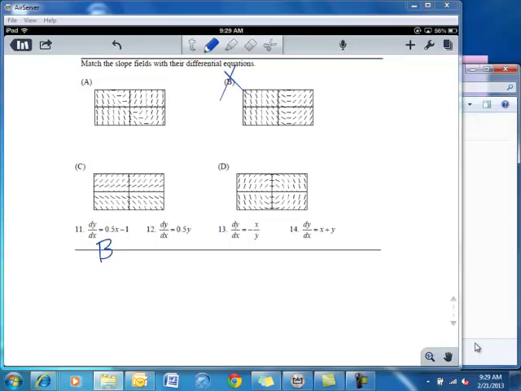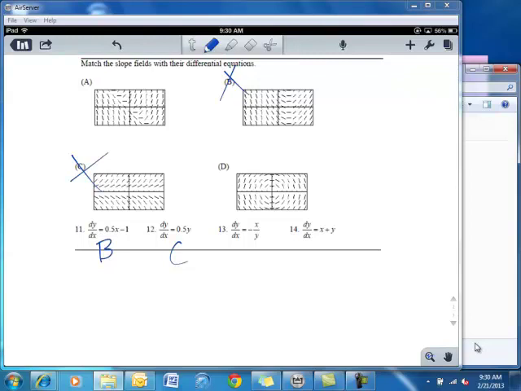How about C? What do you think for that one? 12, everybody? Yeah, I agree. I think 12 and C match up. So it's going to come down to 13 and 14 matching with either A or D. Right? Okay. So can anybody present their case? Like why you think it is whatever you think it is?